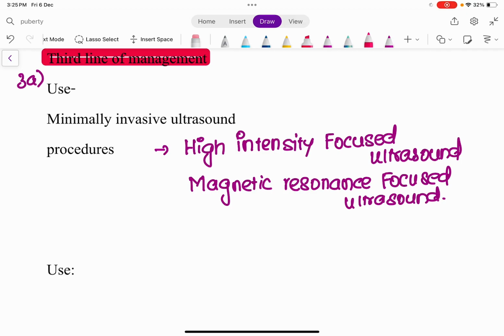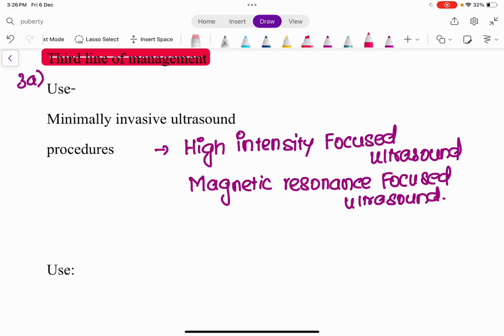Now moving to the third line of management. So you have tried the first line of management, it has failed, and now you have tried the second line of management, that is uterine artery embolization, and that has also failed. Now you move to the third line of management. In the third line of management, we have two approaches. So I divided this third line into 3A and 3B.